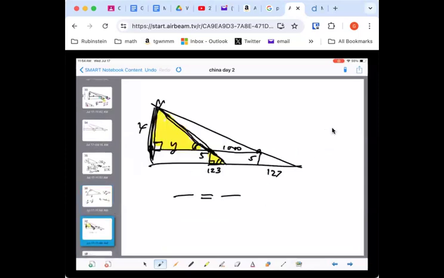Well, in this picture, I see similar triangles now. So I can say x, the vertical side, over y, the horizontal side, is equal to 5 over 123. And then I can cross multiply and get 123x is equal to 5y, which I can't do anything else with. I'm just going to leave that there for right now.